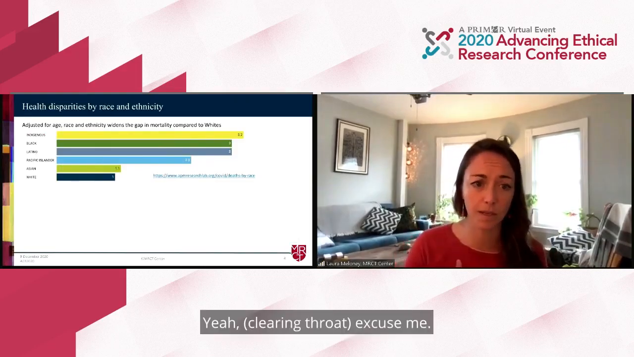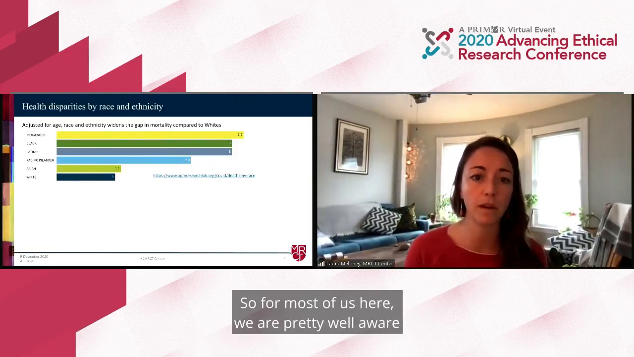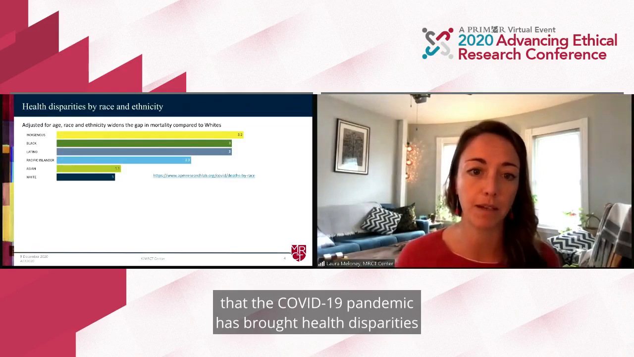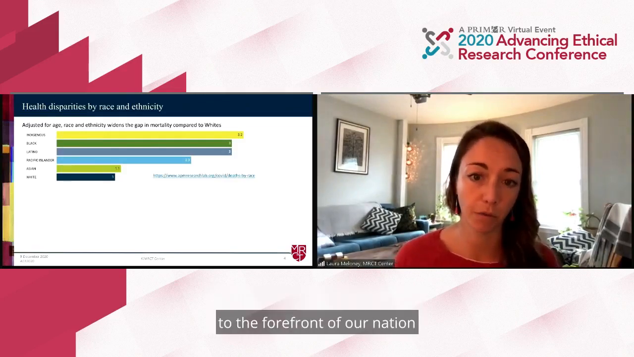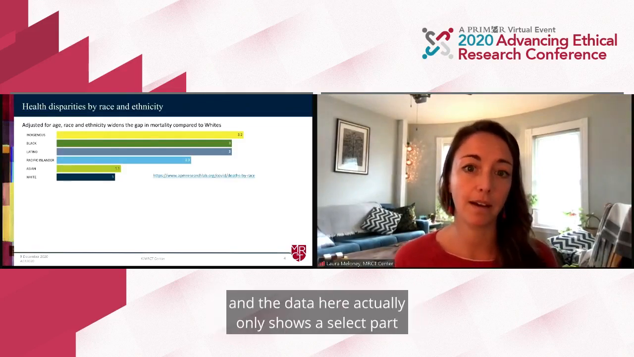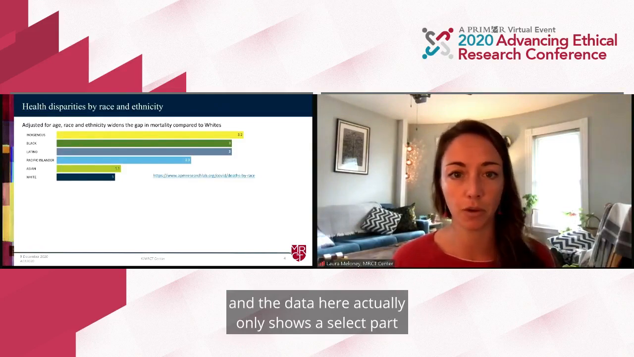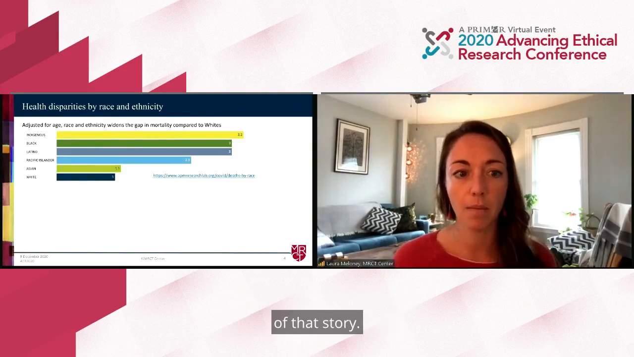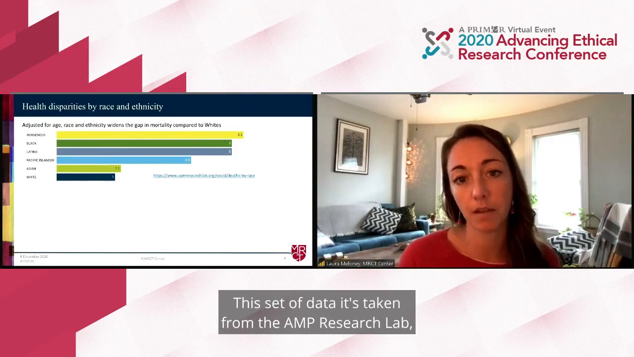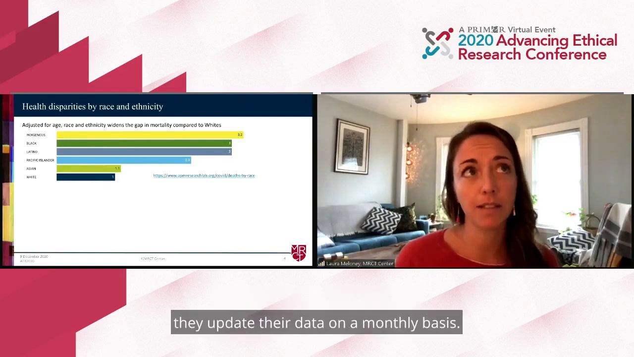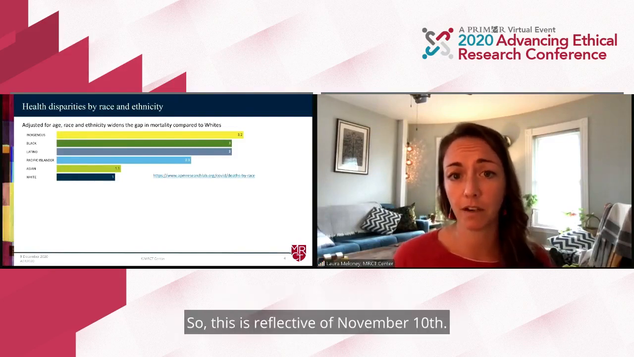So for most of us here, we are pretty well aware that the COVID-19 pandemic has brought health disparities to the forefront of our nation. And the data here actually only shows a select part of that story. This set of data is taken from the AMP Research Lab. They update their data on a monthly basis. So this is reflective of November 10th.